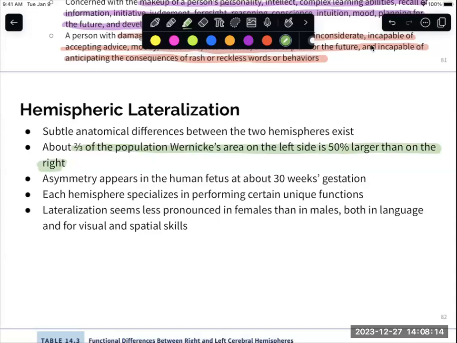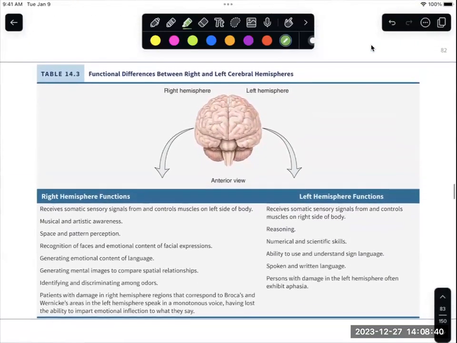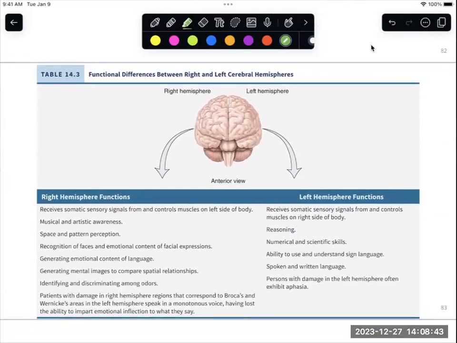Lateralization in females is not as drastic as it is in males, but both speech, language, and visual spatial skills are done on different sides of the brain. This is also what gives us that right-handedness versus left-handedness, this hemispheric lateralization. Test question. So here is a nice chart that shows the difference between those right hemispheric functions and those left hemispheric functions. People who are more quote unquote right-brained are more musical and artistic.